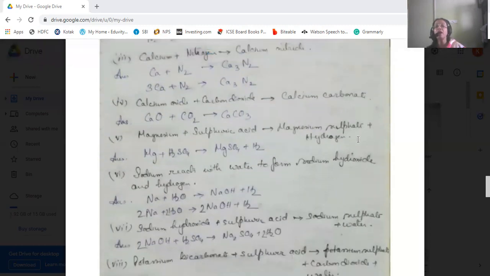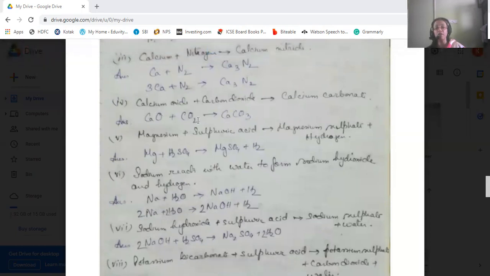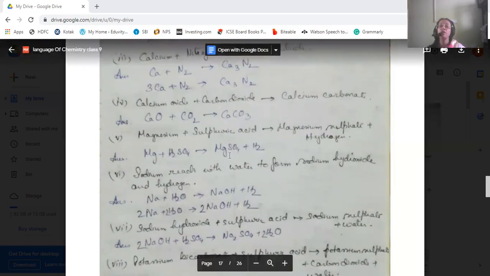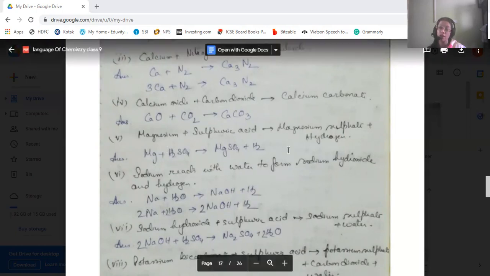Then calcium oxide plus carbon dioxide makes calcium carbonate. Calcium oxide formula is CaO plus carbon dioxide is CO2. That makes CaCO3. So the equation is balanced. Then magnesium plus sulfuric acid gives us magnesium sulfate and hydrogen. See, Mg plus H2SO4 gives us MgSO4 plus H2. Okay, so this is a balanced equation. See, on both sides, you can see the number of atoms of all the elements are the same.